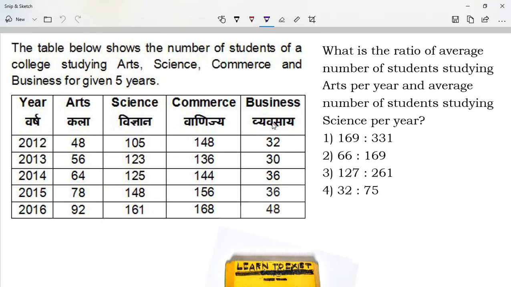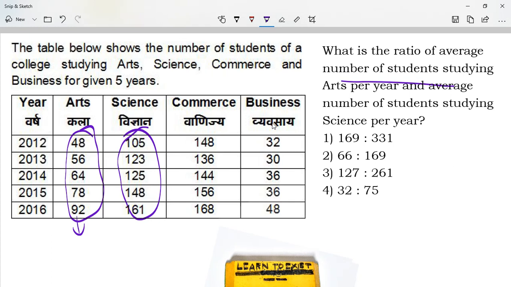Okay, what is the ratio of average number of students studying arts per year? Okay, the average of these numbers, and students studying science per year. Okay, average of this one. Okay, and how do we find average? Average would be the sum divided by the number. So the number is sum divided by 5. Okay, so I am going to add each of these values.